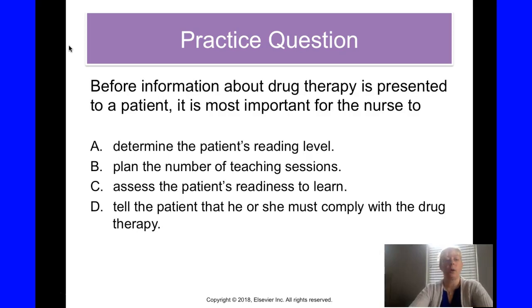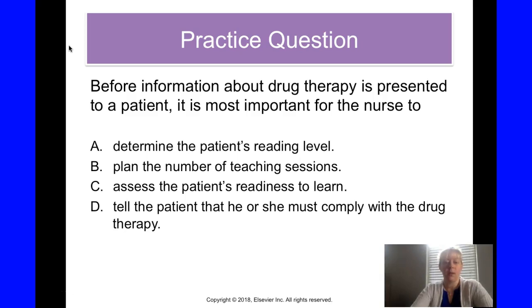Before information about drug therapy is presented to a patient, it's most important for the nurse to determine the patient's reading level, plan the number of sessions, assess the patient's readiness to learn, or tell the patient he or she must comply with the drug therapy. I'm going to take out D because that's basically bossing them around and directing them to do something. That's not going to make them want to take their meds, right? So I'm taking out D.